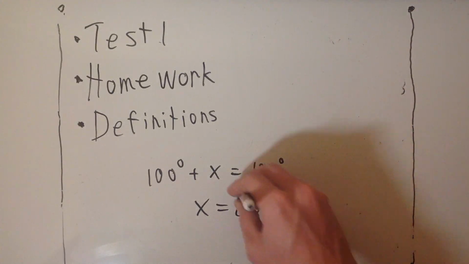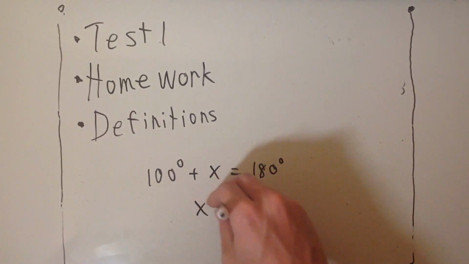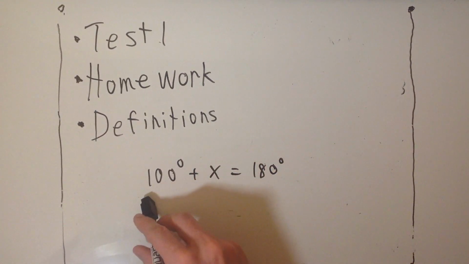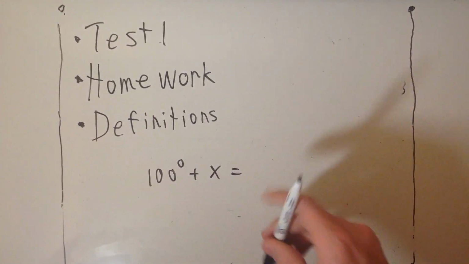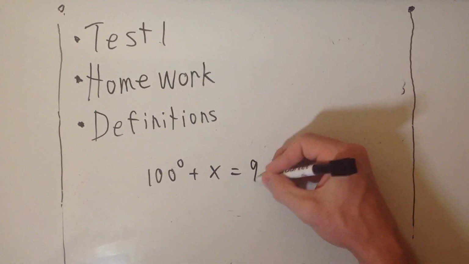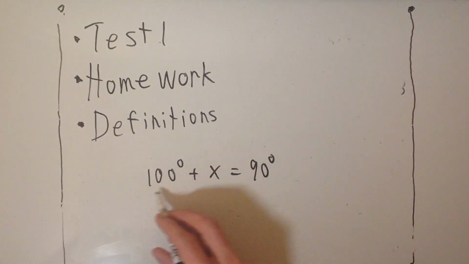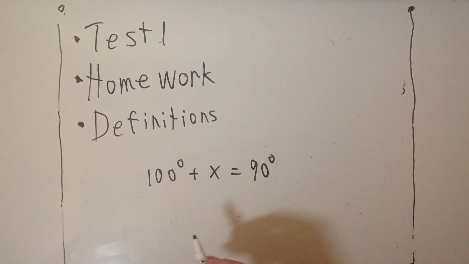Now if this would ask for your complement angle, and we have an angle of 180 degrees plus x, since we're going to do a complement now, that would add up to 90. Since this angle is greater than 90, the complement doesn't exist.